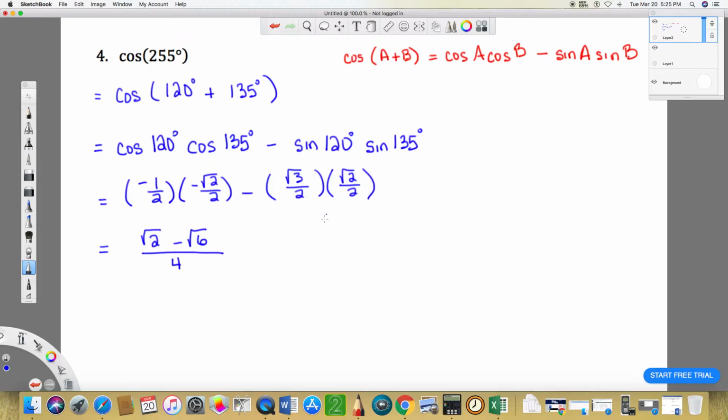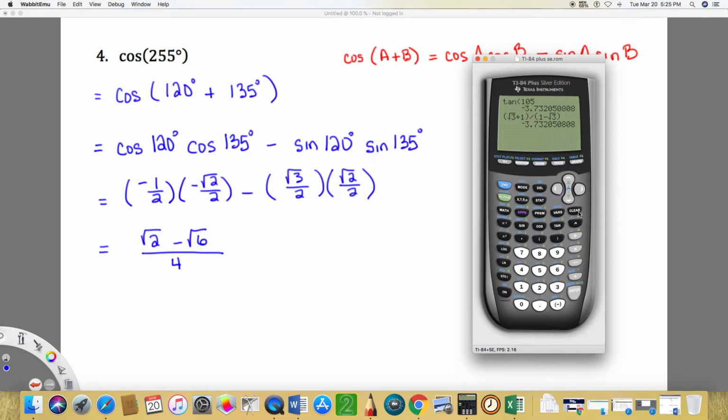So let's check that on the calculator as far as a decimal approximation to see if that's reasonable. We do have to punch in the right buttons on the calculator. I am in degrees. So for 255, that is in quadrant 3, and both sine and cosine are negative in quadrant 3, so that agrees so far with what we know. This should be a negative value as well, the subtraction, and we'll divide it by 4. So it looks good.